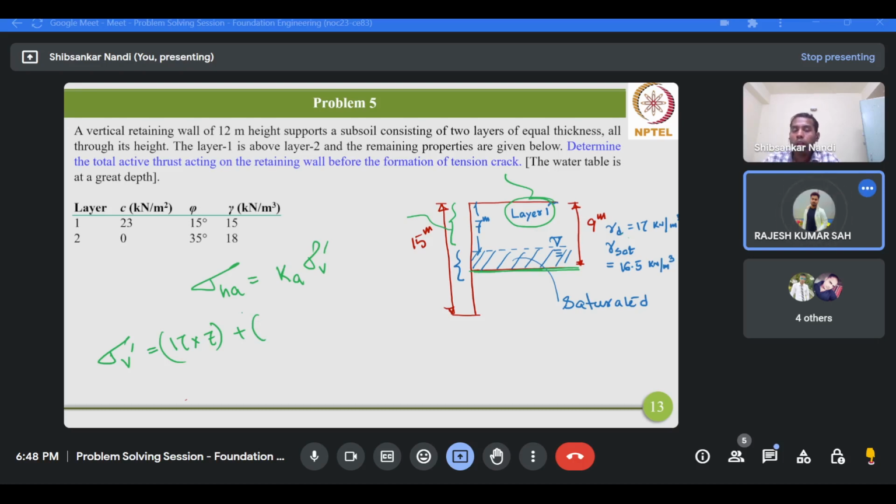No, you first please complete your problem statement, na. Otherwise it will be very difficult. For what level are you trying to determine the active earth pressure? Yes sir, I just want the layer first earth pressure. So I am basically giving you an example of how to calculate the active earth pressure.